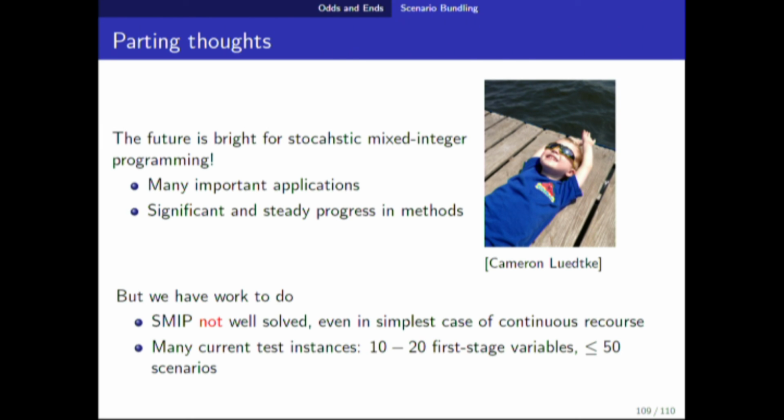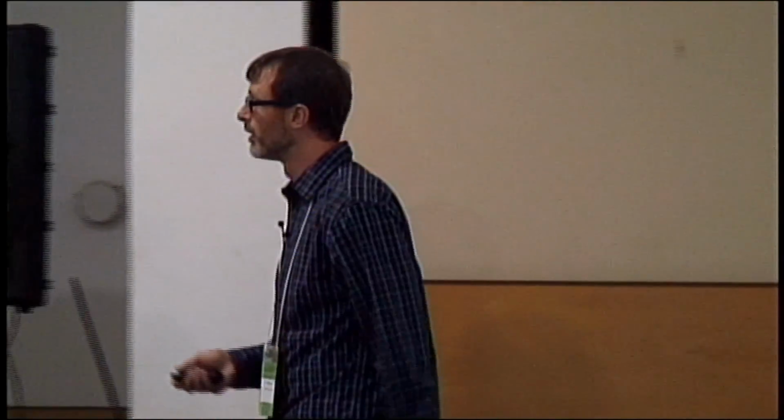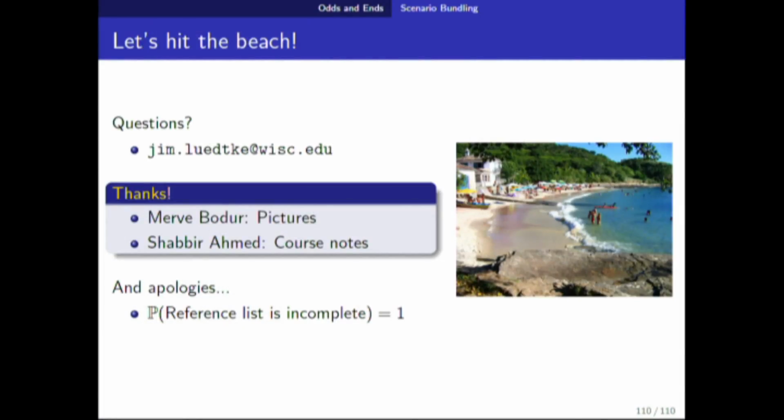So I think even in the very simple case of continuous recourse, I would say this is not a well-solved problem class. Because if you just look, for example, at current research papers and what they're testing on, the size of the test instances is often only like 10 to 20 first stage variables, maybe 50 scenarios. If you imagine what you would need to start applying this in real instances, you're not given much confidence. We're not quite there yet. Okay, so we have more work to do to scale these things up. And so that's the end. Let's go enjoy the beach, and thank you for your attention.